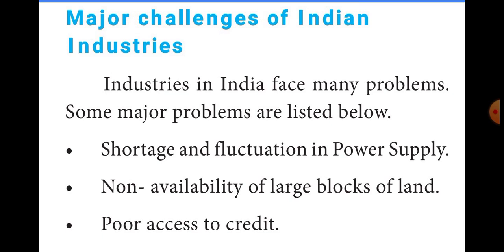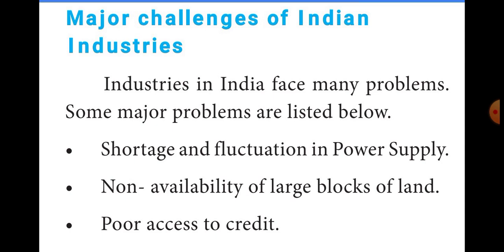Okay, the first one is shortage and fluctuation in power supply. That means shortage and variation during the power supply. The industries get a shortage of power supply, and the power supply keeps rising and falling.